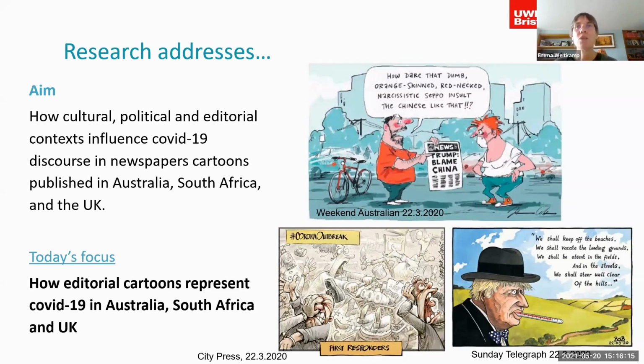One other thing I forgot to mention was that these cartoons are all taken from Sunday the 22nd of March, which is the day before the UK goes into lockdown, and that's the reason I picked this as a set just to look at for this part.